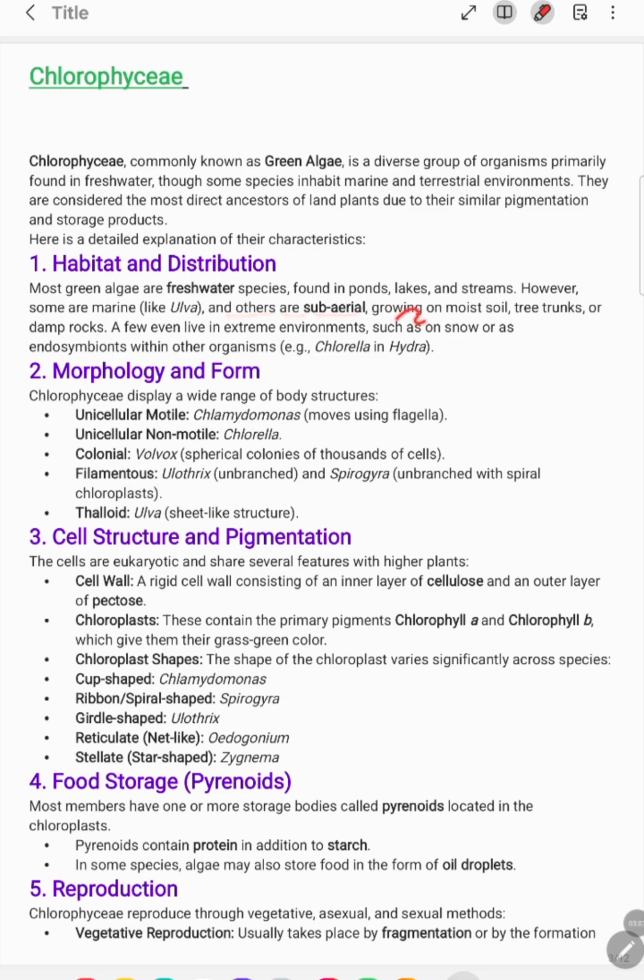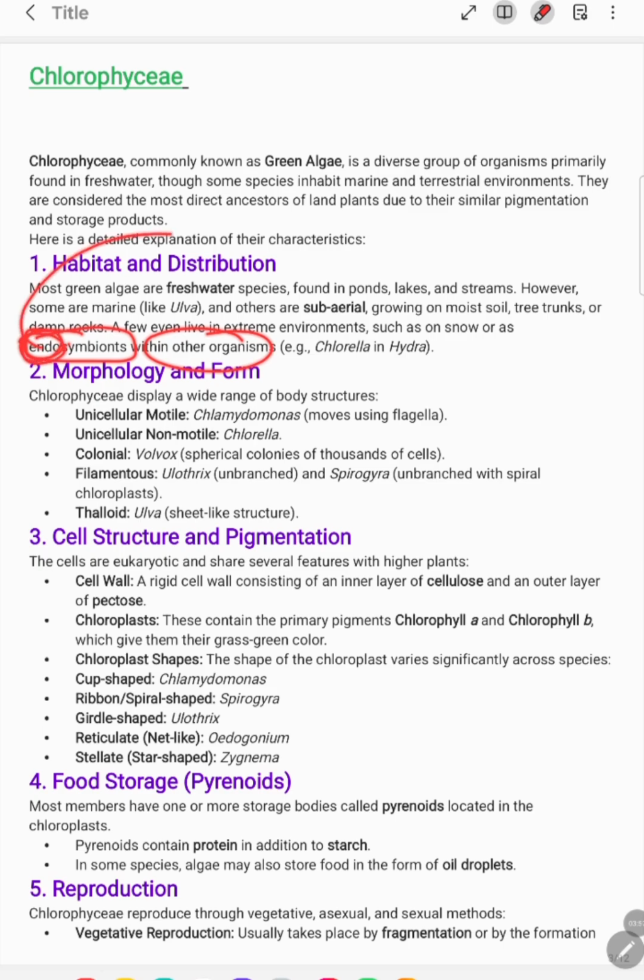Others are subaerial, okay, growing on moist soil, tree trunks, damp rock. So apart from fresh water, there are other habitats for the algae to survive. These are marine habitat. Some of them are growing on moist soil, tree trunks and damp rocks. Even few of them can survive in extreme environmental conditions such as snow, or in an endosymbiotic relationship with other organisms. The term endosymbiotic we will discuss further in our video. Endosymbiont meaning within the organism.